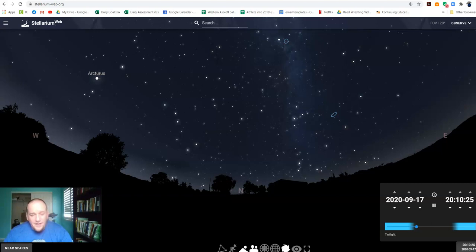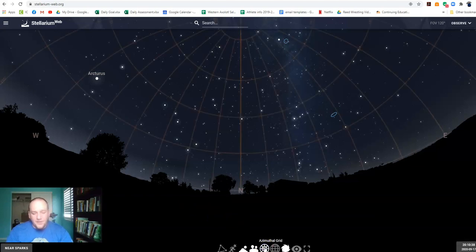So with the Stellarium web app here, by default it shows me nighttime, and that's okay. We'll change that in just a second. We've got to remember we're also looking north, which isn't where we want to be looking when we're talking about the sun. So let's drop in our azimuthal grid. This is going to help us.